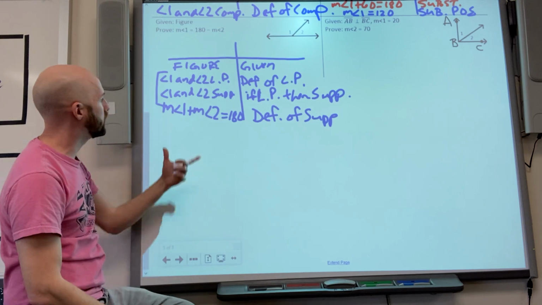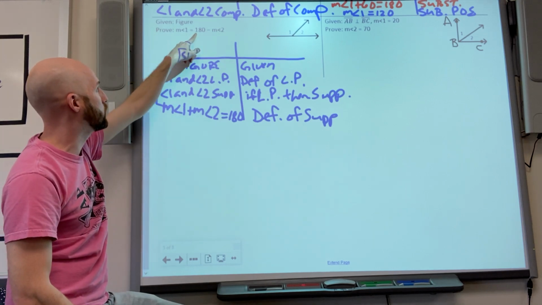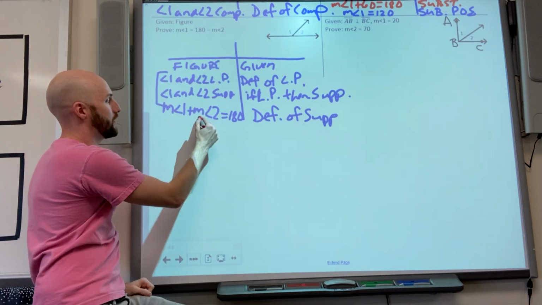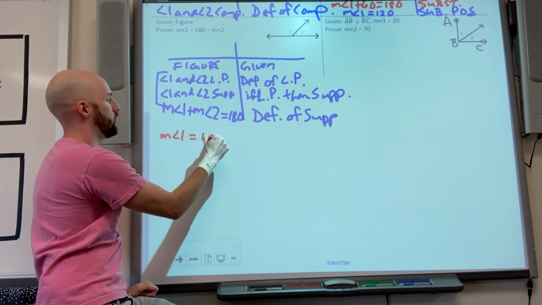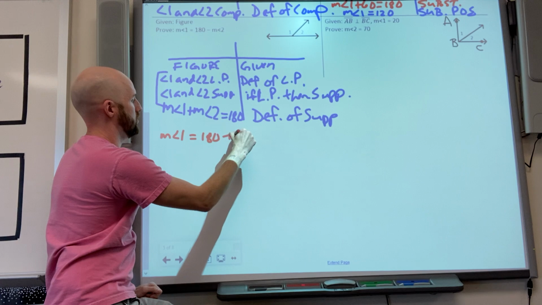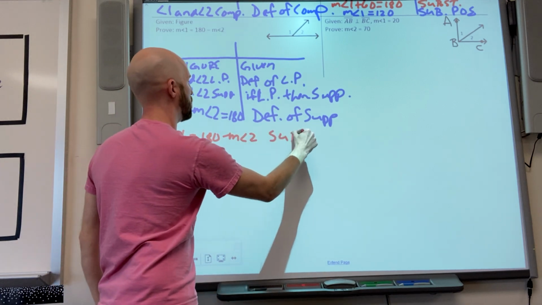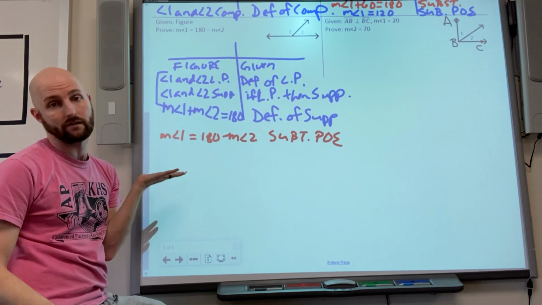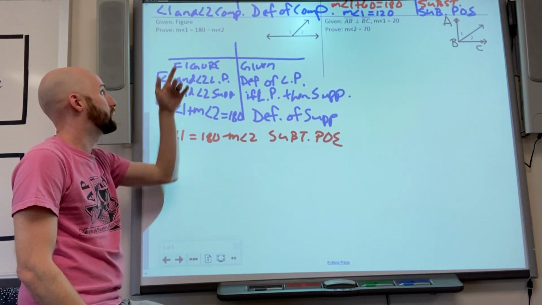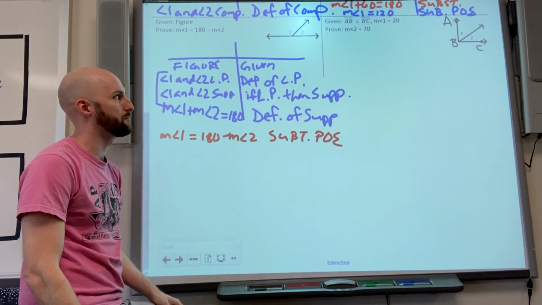Well, now I get all the way here. What are we trying to prove? That measure of angle 1 equals 180 minus that. So it looks like if I just subtract this to the other side, I get that. Measure of angle 1 is 180 minus measure of angle 2. That would be a subtraction property of equality, and it looks like what they want, so I just stop what I'm doing. Okay, if they gave me information, I would be able to plug that in.